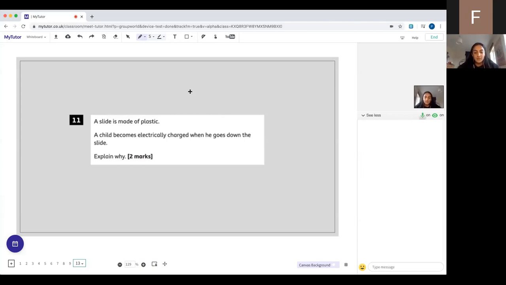Okay, so this question talks about a plastic slide, and the child that goes down the slide becomes electrically charged as he goes down the slide. Explain why this might happen. So why might the child become electrically charged when he goes down the slide? And I'll give you 2 minutes to think about the answer to this question.